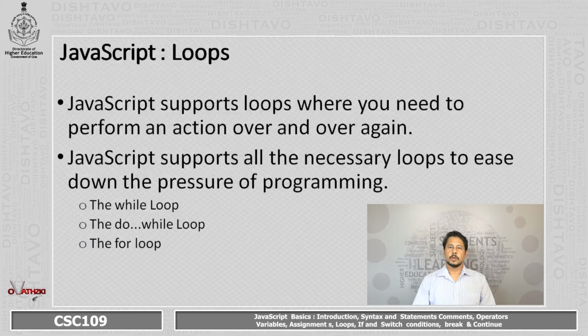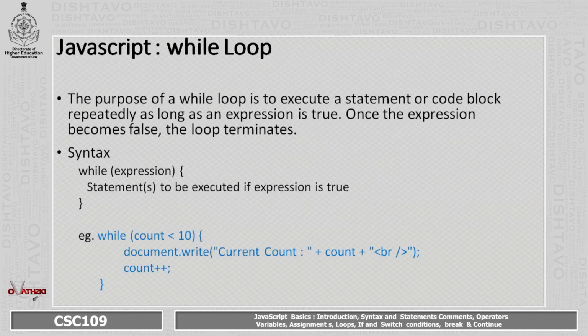We have loops in JavaScript that can be used for iteration. JavaScript supports loops where you need to perform an action over and over again. JavaScript supports all the necessary loops to ease down the pressure of programming. We have the while loop and the do while loop. The purpose of the while loop is to execute a statement or code block repeatedly as long as an expression is true. Once the expression becomes false, the loop terminates.